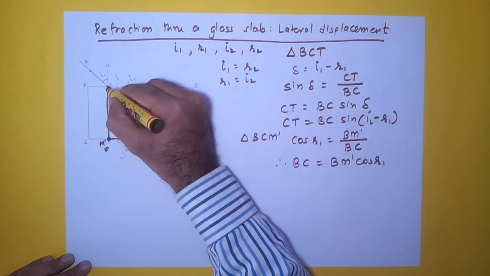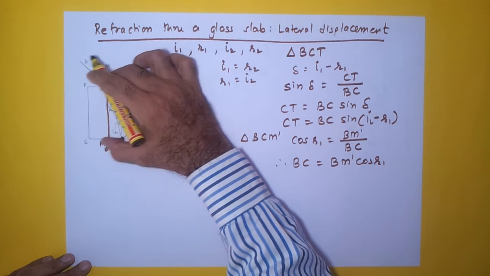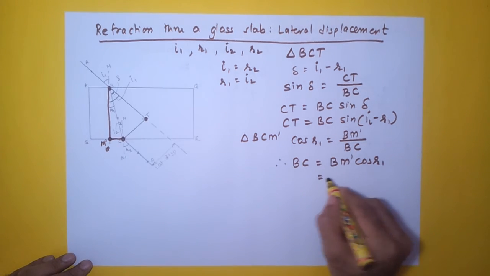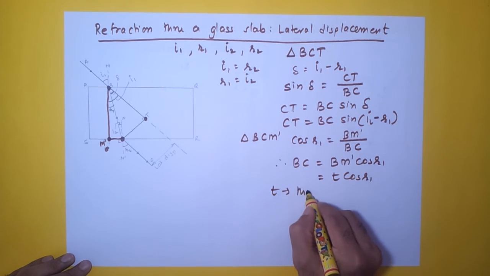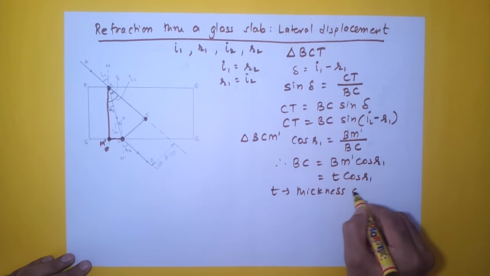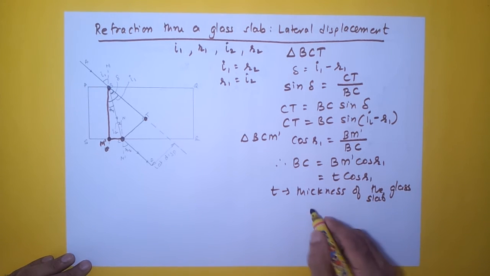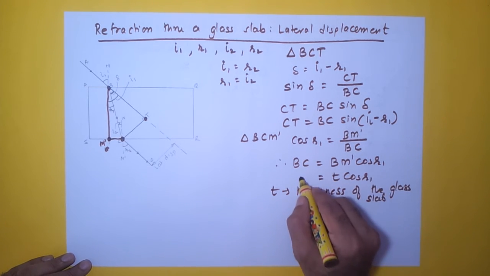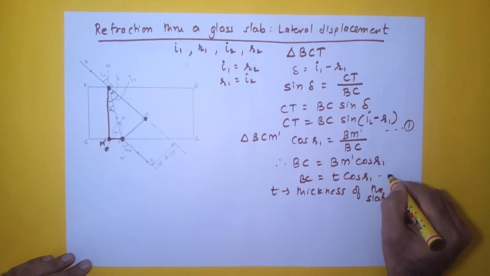Now, what is BM'? BM', I can call it small t, the thickness of the glass slab. Right? This distance is the thickness of the glass slab. So I can show this as T into cos R1, where T is the thickness of the glass slab. So T cos R1 is BC. Let us call this equation 1. Let us call this equation 2.